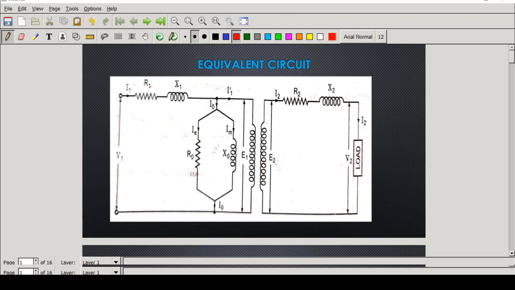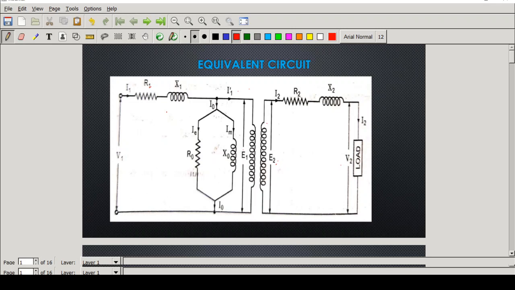Now in this session, we will discuss the equivalent circuit of a transformer. That is, what is an equivalent circuit and how can its parameters be determined. The equivalent circuit is actually a simplified representation of a transformer. It represents various equations. We use it because it makes the analysis process very easy.